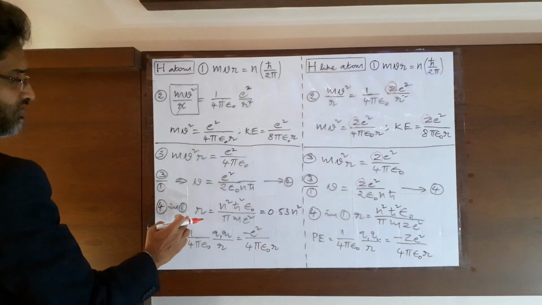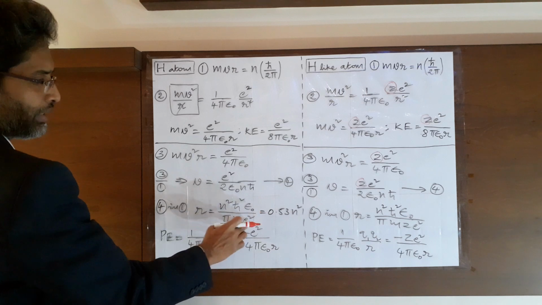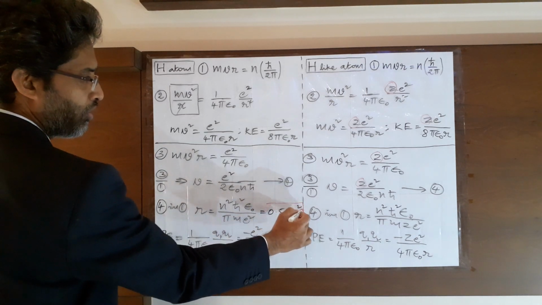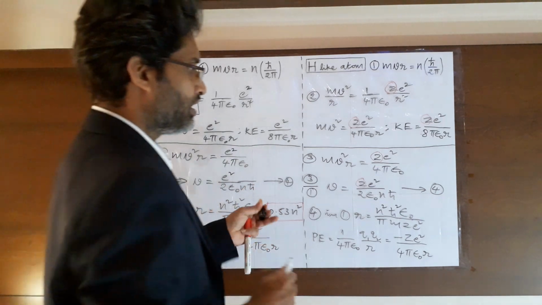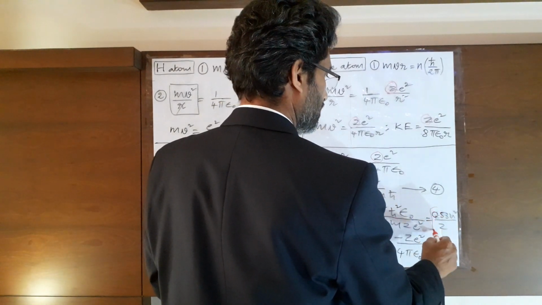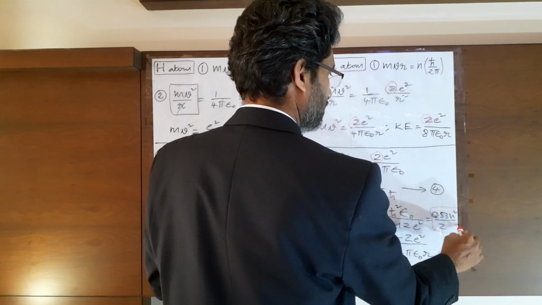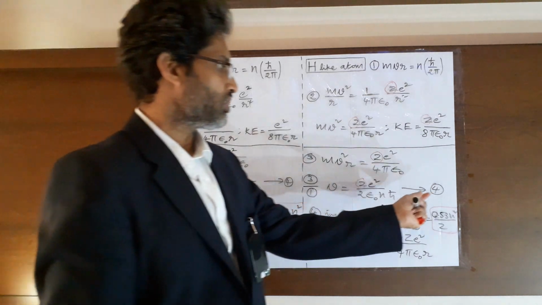Substitute this fourth equation in 1, then you get the radius as n square h square by epsilon naught pi m e square, and this is exactly equal to 0.53 n square. Now here also the same thing, but here it is 0.53 n square by Z, Z is also existing, right? n square by Z. Like this, we can consider that the radius is directly proportional to n square, here directly proportional to n square by Z.